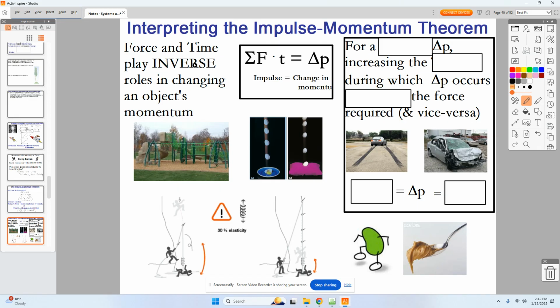If the product of two things is a constant value, then increasing one will decrease the other. So for a given delta P, if the delta P is a given value, the car is going to come to a stop either by hitting its brakes or by hitting a tree. For a given delta P, increasing the time interval during which the delta P occurs will lessen that amount of force. So making T bigger makes force smaller.